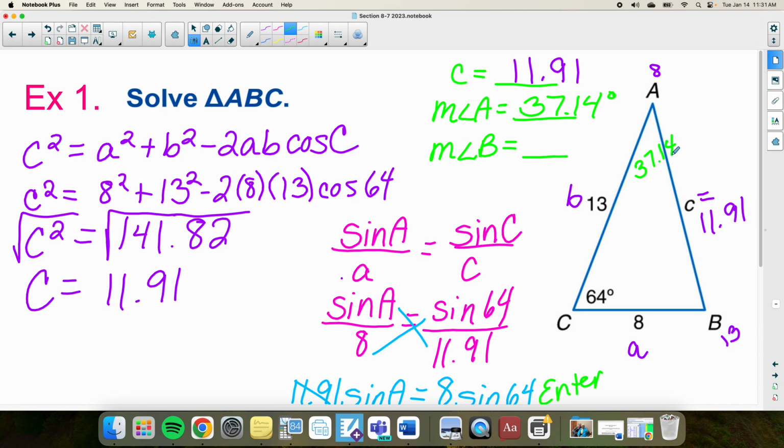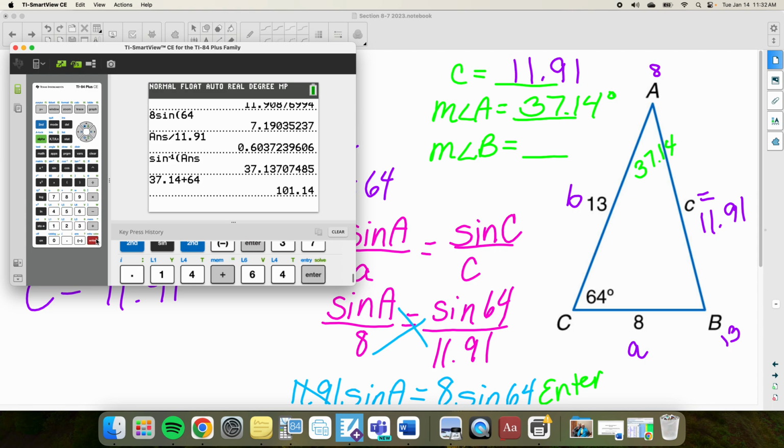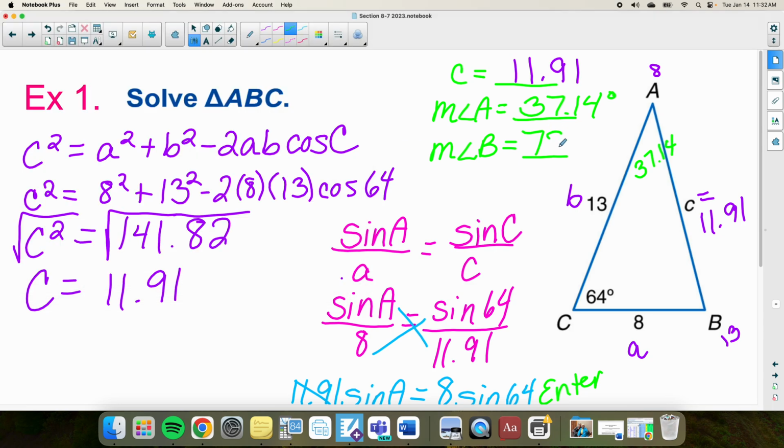So if you guys went 37.14 plus 64, and then 180 minus, and again you could go second, that negative key. Did you guys get 78.86? Okay, so that goes right here.